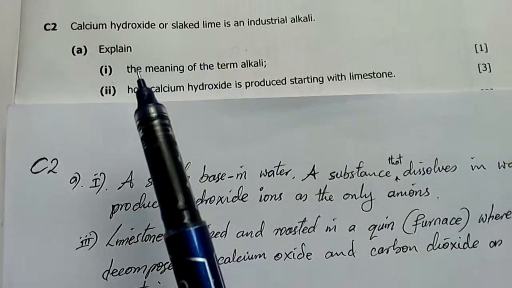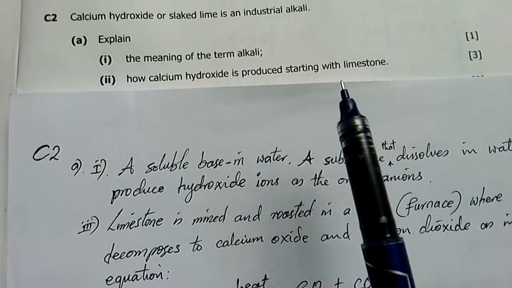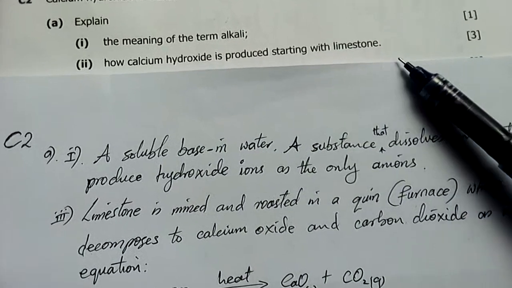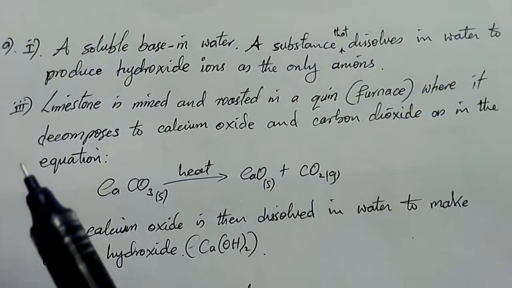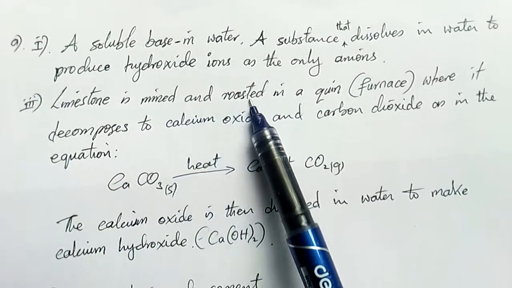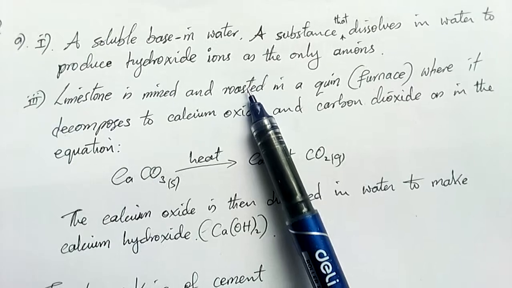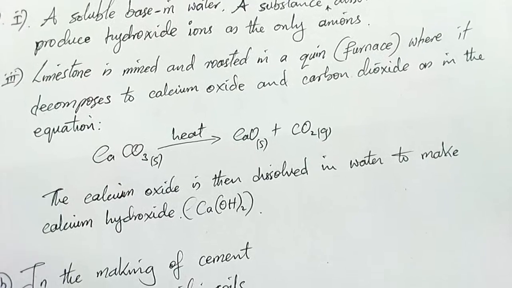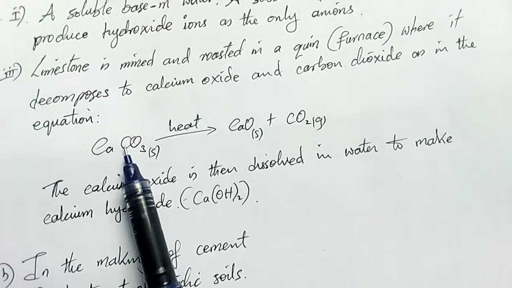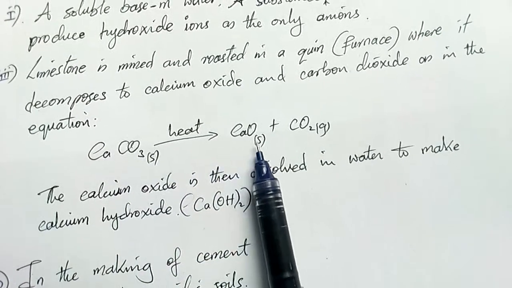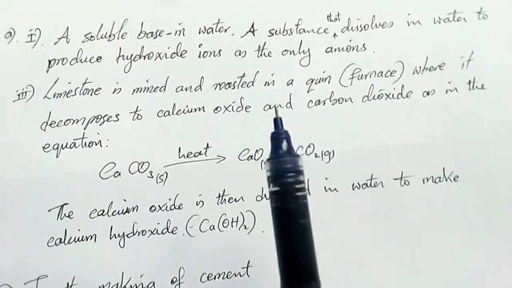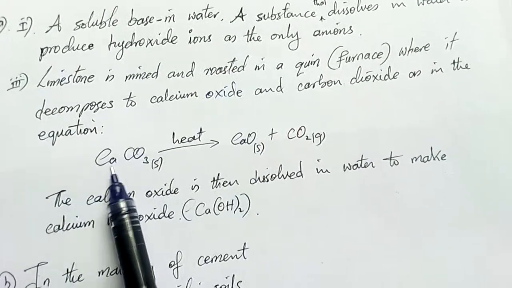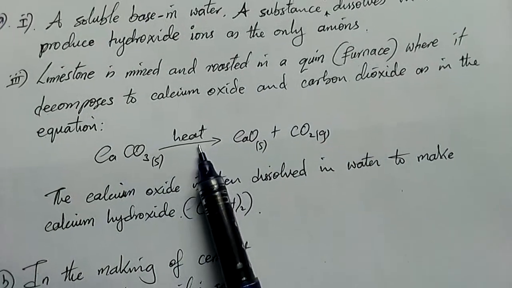And then the second question there is how calcium hydroxide is produced starting with limestone. Remember that limestone is actually calcium carbonate. So limestone or calcium carbonate is mined and roasted, in other words heated, in a kiln or furnace, where it decomposes to calcium oxide and carbon dioxide as in the equation. When heated, it gives you calcium oxide plus CO2 in gaseous form. I was even debating whether I should use the term roast, but still, you have to heat the calcium carbonate, and it decomposes in the presence of heat to produce this.